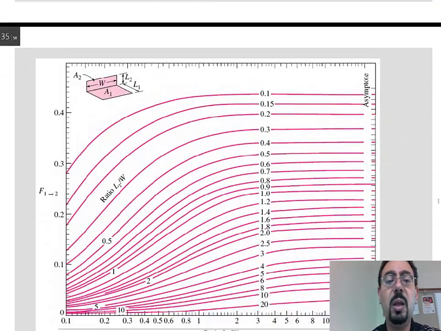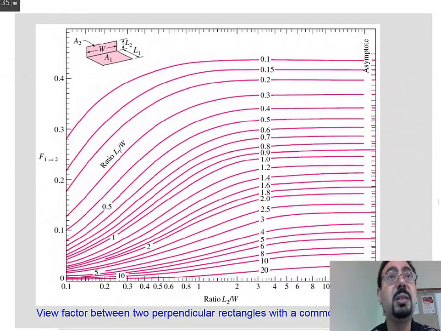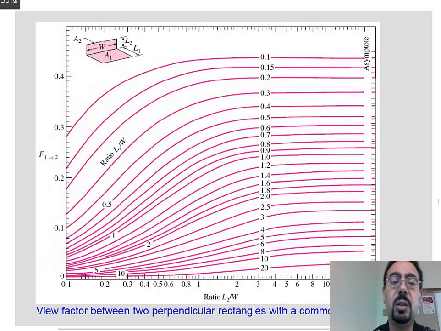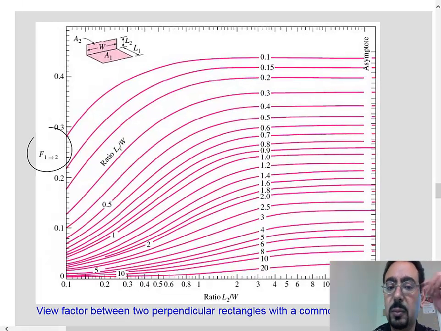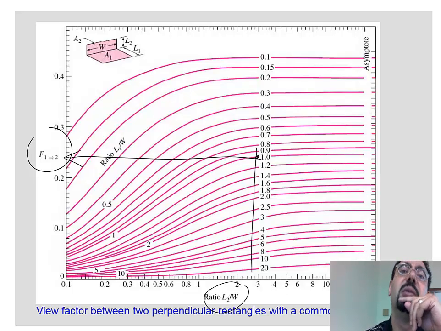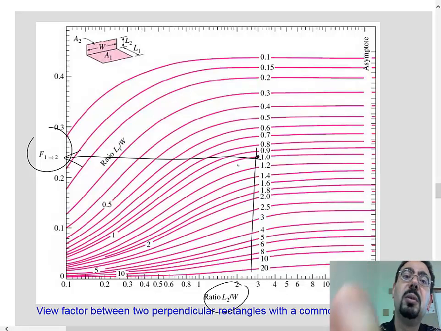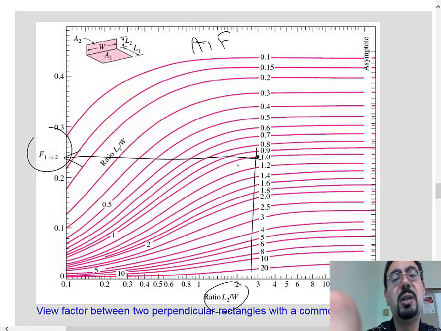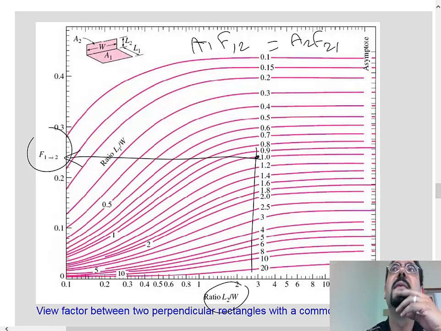If the two plates are normal to each other, here is the other chart, and you get F12. All you need is L2 over W. You will read this number, let's say it's 1, and you would read F12. What if you need F21? Excellent. Yes, the reciprocity rule. Very good. Alright?